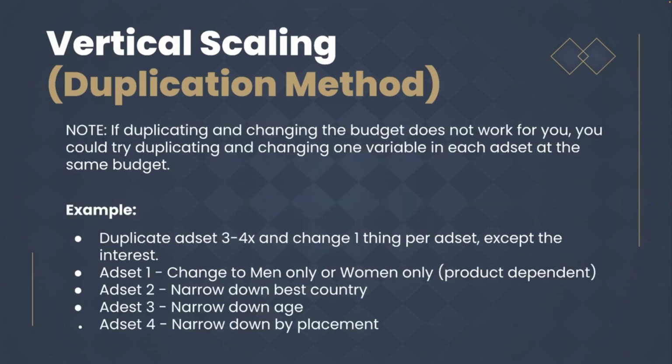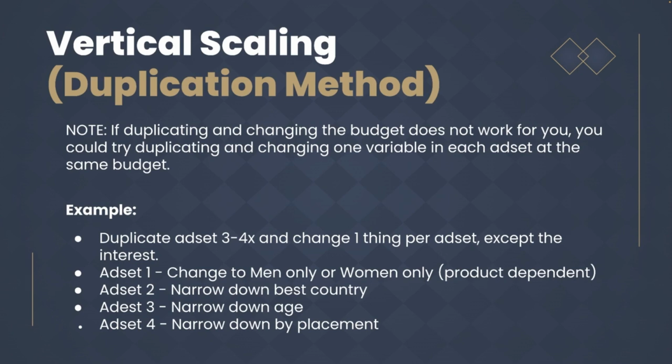And please note that if duplicating and changing the budget does not work for you, you could try duplicating and changing one variable in each ad set at the same budget. So for example, you duplicate the ad set 3 to 4 times and change one thing per ad set, except the interest. Let's say in ad set 1, you would change it to men or women only.